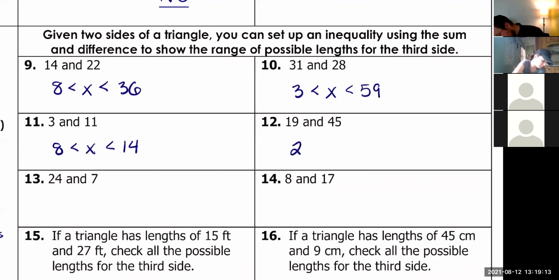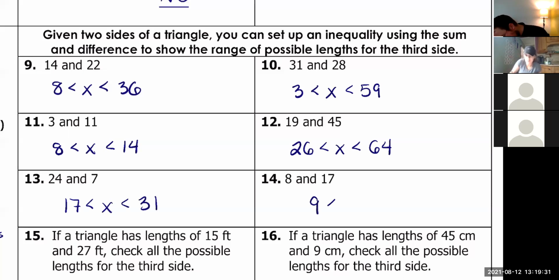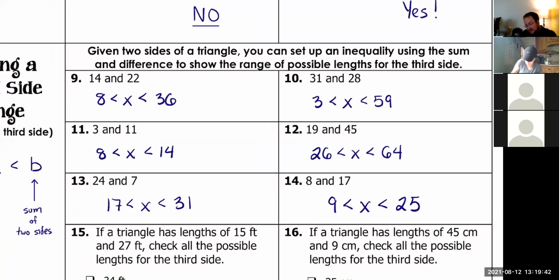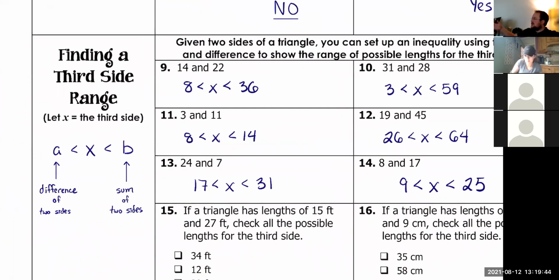Next one is going to be between 26 and 64. The next one is going to be between 17 and 31. And the last one in this little section is going to be between 9 and 25. So again, let me bring that up on the screen there. It's just the difference of the two sides, the sum of the two sides. The third side can be anything in between.